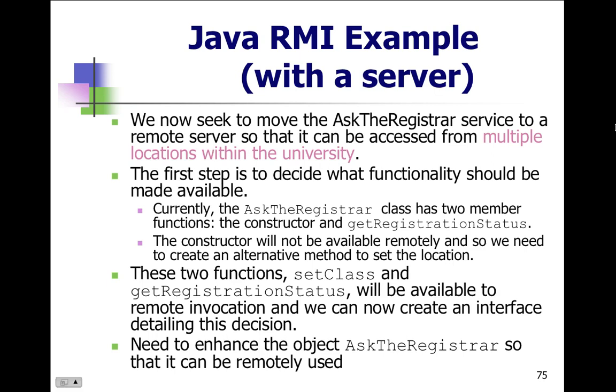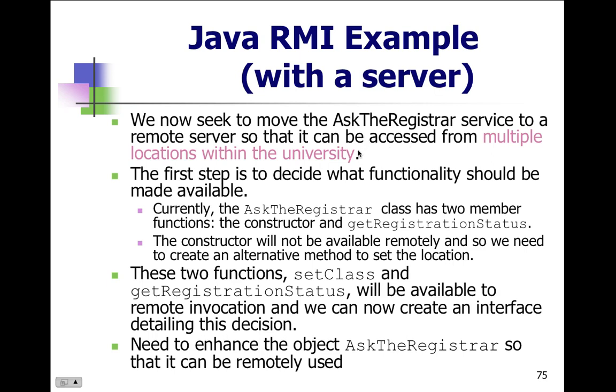So we're going to start with the server. We now seek to move the ask the register service, which is the object that the main driver program actually invoked, and it was a local invocation. We're going to make it now a remote invocation. So we're going to make that object into the server object. We're going to move it over to a remote server so that it can be asked by multiple locations within the university by multiple driver programs, essentially.